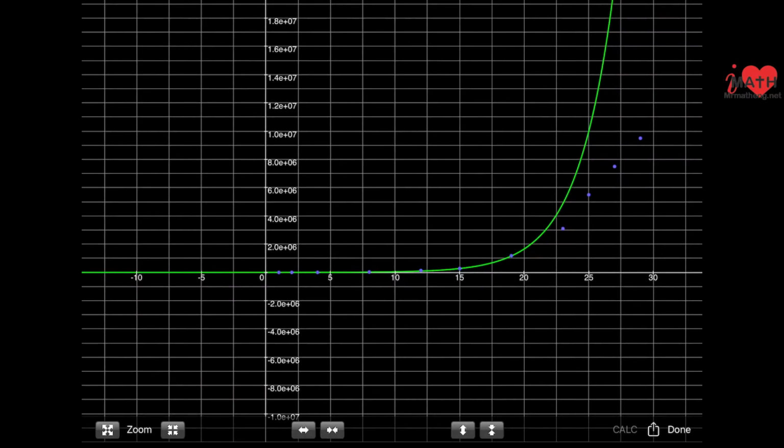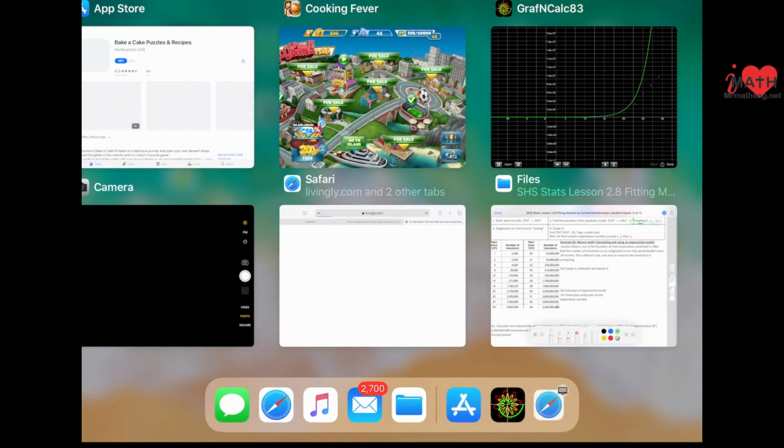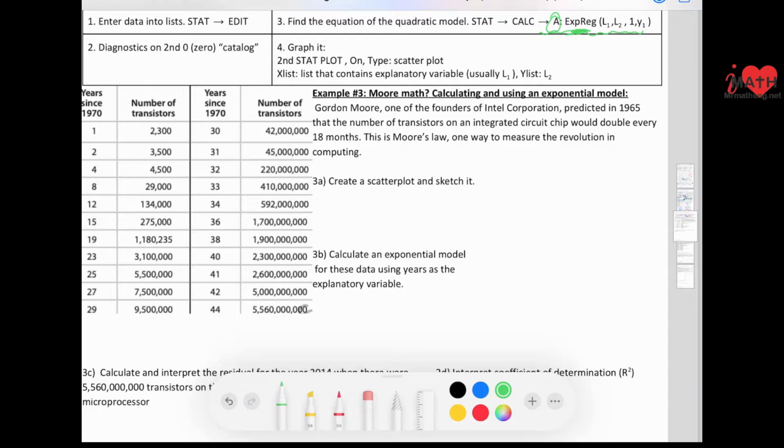So the blue dots are what I have as my data, and the green is our prediction, right? What would happen if more data, it says it keeps doing that. So let's go ahead and go here. Let's create a scatter plot. And this was the X list, which was years since 1970.